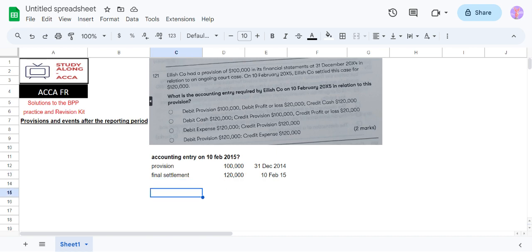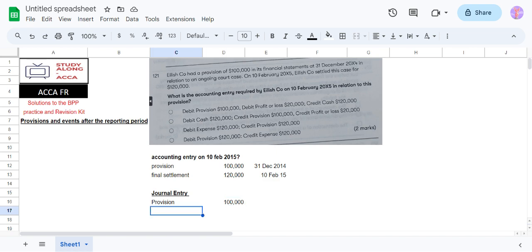So, the provision is sitting there on 10th, and they are asking for our accounting entry on the settlement date. That's good. So, the journal entry will be, we will debit the provision, okay? Because provision has a credit balance. So now we will debit it. We will debit this provision to write it off.